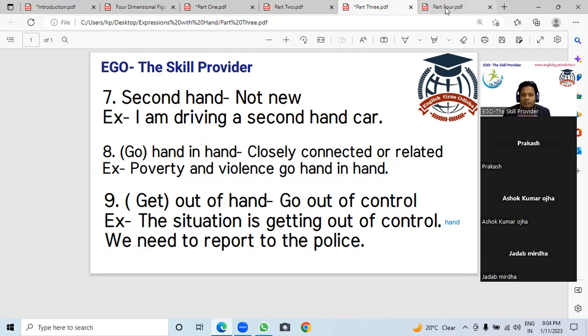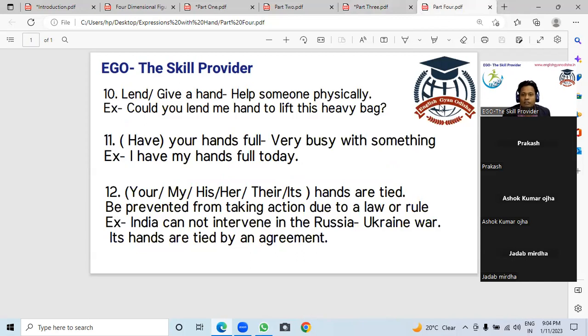And this is something called the fourth one. Give or lend a hand.